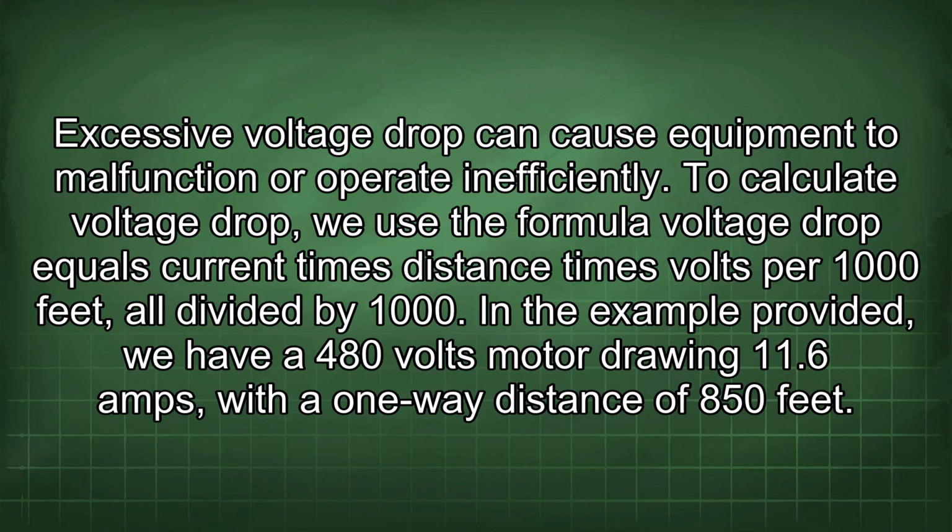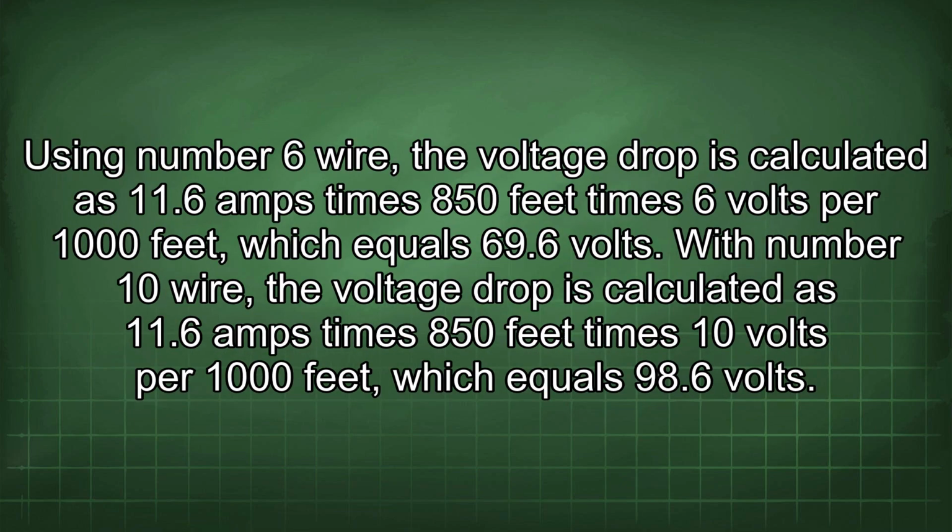of 850 feet. Using number 6 wire, the voltage drop is calculated as 11.6 amps times 850 feet times 6 volts per 1000 feet, which equals 69.6 volts. With number 10 wire, the voltage drop is calculated as 11.6 amps times 850 feet times 10 volts per 1000 feet, which equals 98.6 volts.